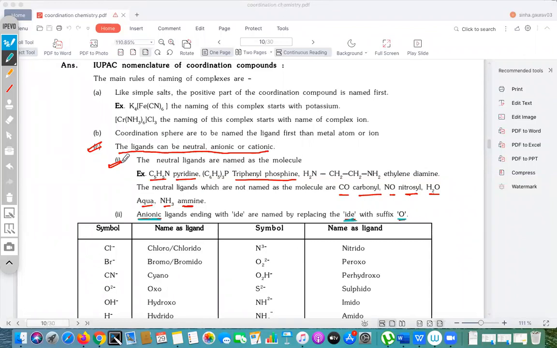For example, you see, Cl- is chlorido or chloro. Br- is bromo or bromido. CN- is cyano. O2- is oxo. OH- is hydroxo. N3- is nitrido. O2 2- is peroxo. O2H- is perhydroxo. S2- is sulfido. Like this it is given, you can go through it once. Okay. So next we'll see.